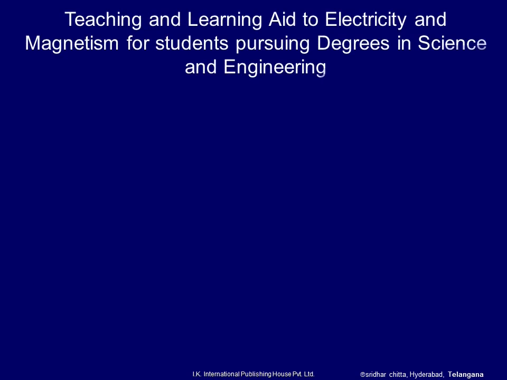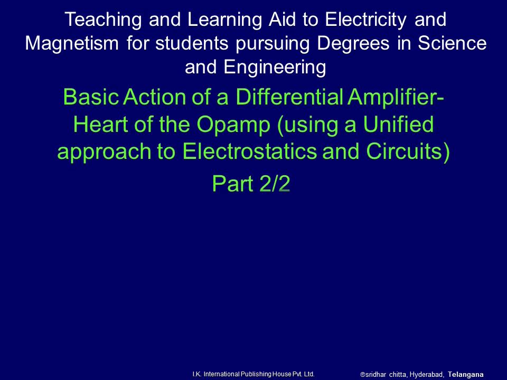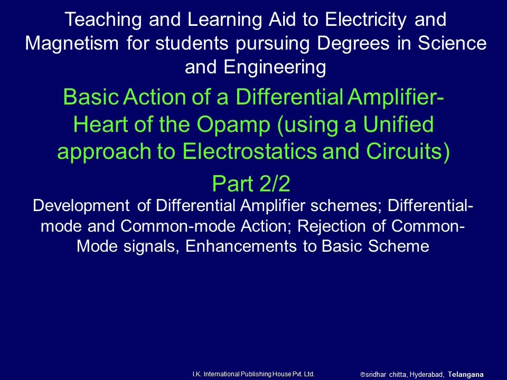I begin part 2 with a continuation to the description of a basic scheme of a differential amplifier of part 1. Then I shall discuss the physical aspects of the differential mode and common mode action of the amplifier and demonstrate its rejection of common mode signals. Then a discussion of the electric field components in the amplifier is followed with enhancements to the amplifier to enable it to suppress common mode output voltages efficiently.